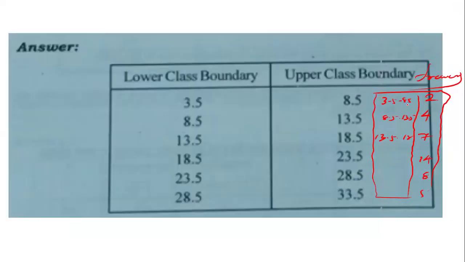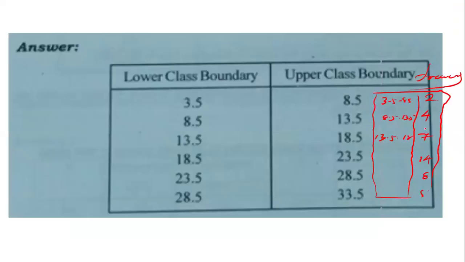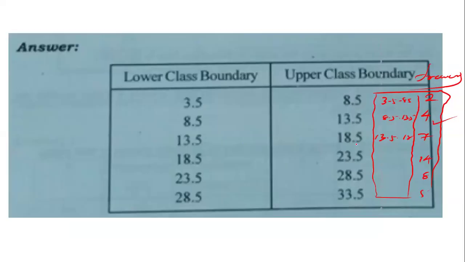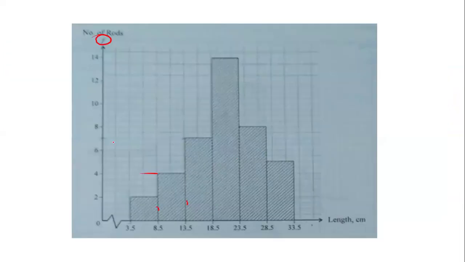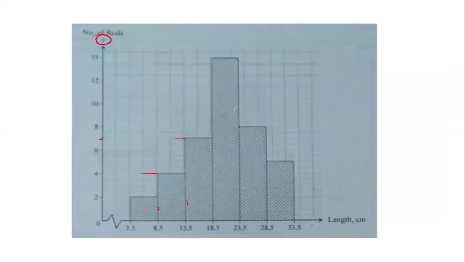Now it's okay. 3.5 to 8.5, 8.5 to 13.5. How much? 4, right? This is 1, 2, 3, 4. And 13.5 to 18.5, how much? 7. Okay? Based on this upper class boundary, lower class boundary, and frequency, try to draw the histogram.